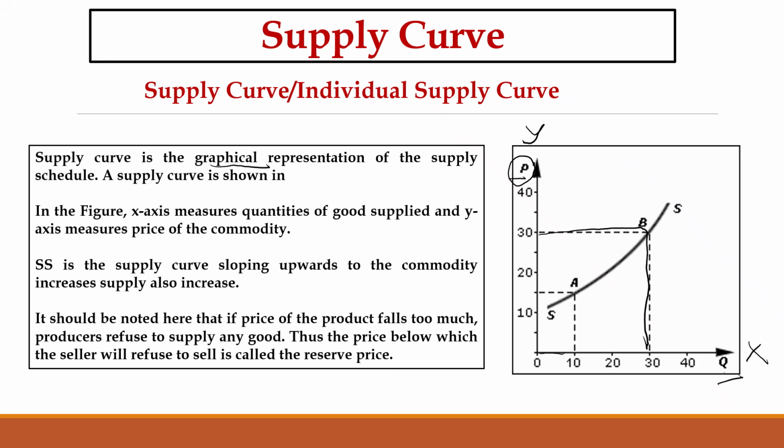So what is happening? My supply curve is moving upward. You can see it is sloping upward towards the right. So SS is my supply curve, which is sloping upwards, which means that when the price increases, the commodity supply also increases. It should be noted here that if the price of a good falls too much, producers refuse to supply any goods. Why? Because the price below which the seller refuses to sell is called the reserve price, because the seller will make a loss.